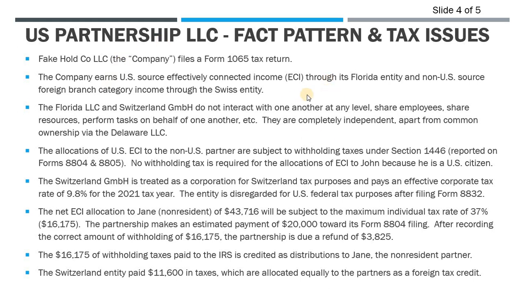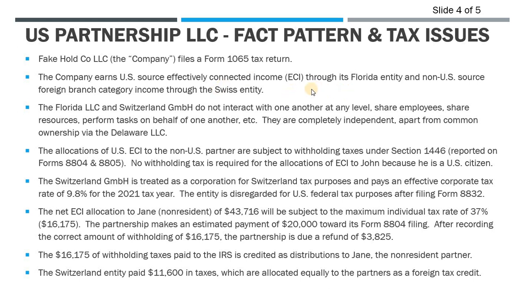Now, this next slide, we continue the fact pattern that we're going to be working with here and highlight some of the details of the return and the K-2, K-3. So, again, just basics here. The holding company, the Delaware entity, is a partnership, so it's going to be filing a 1065. And again, the company earns both U.S. source ECI through its Florida entity, and then it has foreign or non-U.S. source foreign branch category income through that Swiss company.